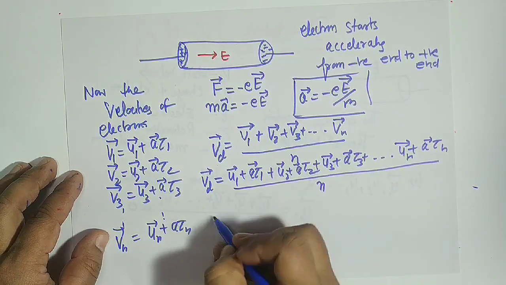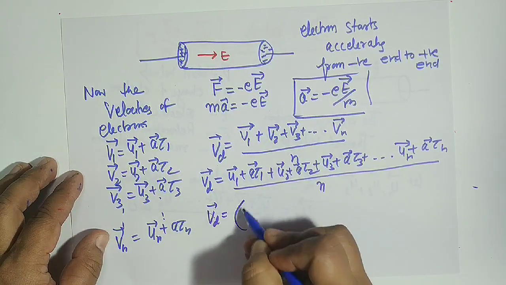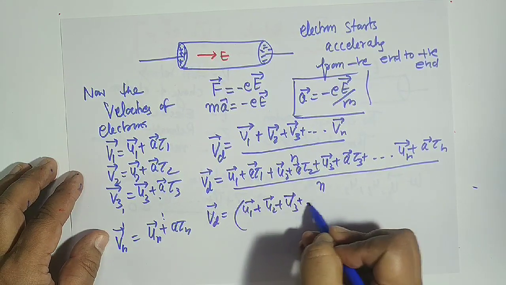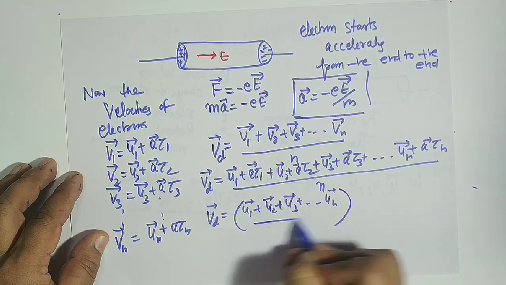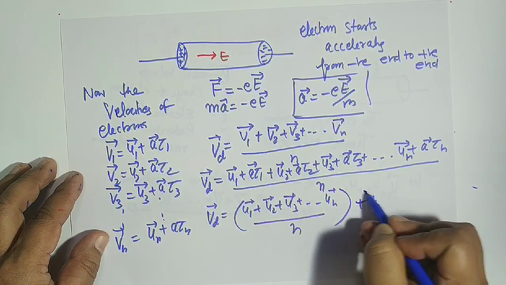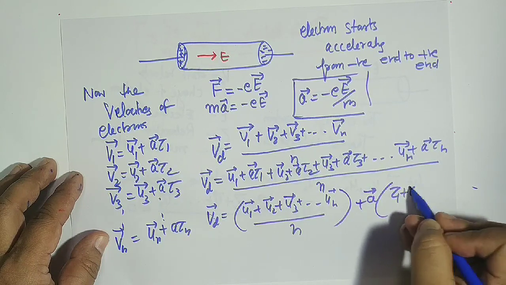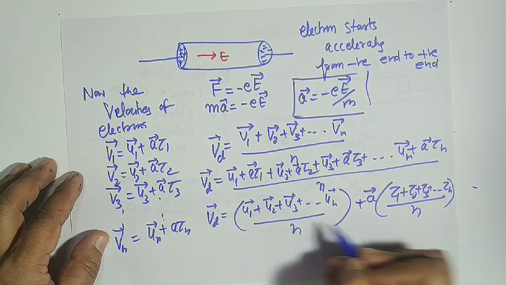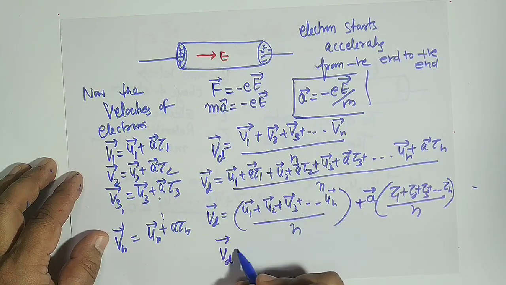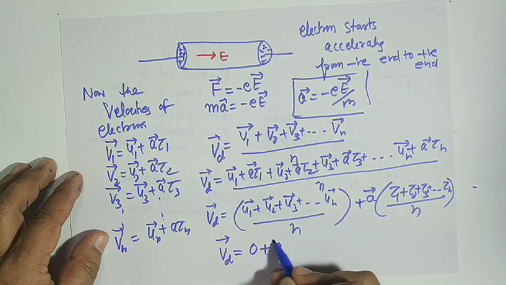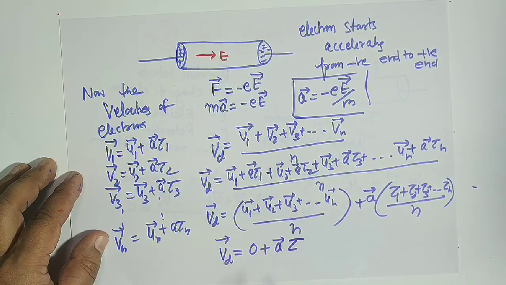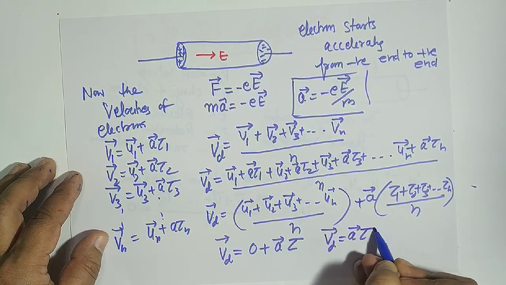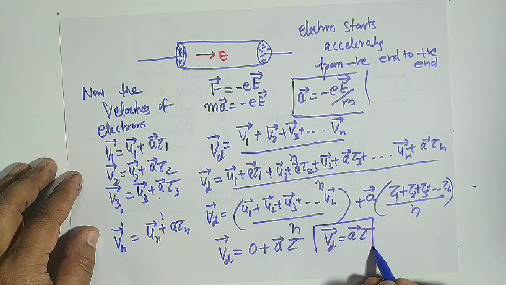And then what you do is take U1 plus U2 plus U3 plus up to Un by n in one bracket, and another A will come out, and it will be tau 1 plus tau 2 plus tau 3 plus up to tau n, divided by N. And this first bracket is 0, because already we have explained the average. So it will be A, and this will become tau. So Vd is A tau. Got it? This is Vd.